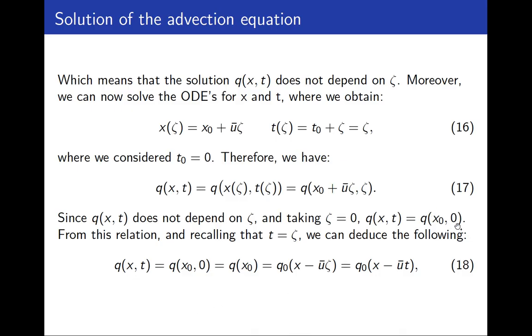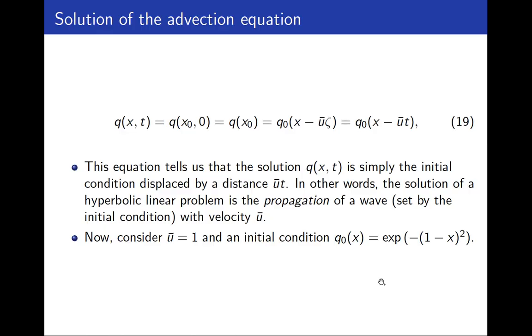Once again, we obtain this equation that appears here. So q of x0 evaluated at time equal to 0 is just q0 evaluated at x0. Then from equation 16, we isolate x0 and obtain x minus u bar multiplied by theta. But also from equation 16, we saw that theta is equal to t. So we obtain the right-hand side of equation 18, and that's our solution.